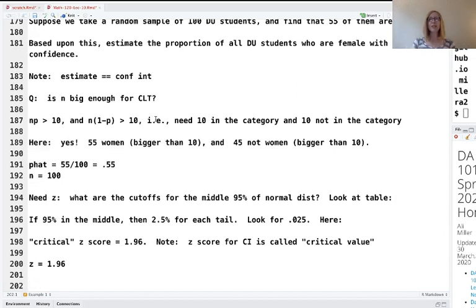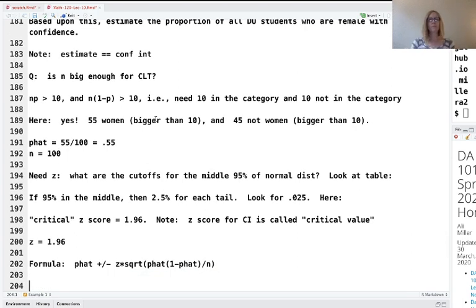Let's plug everything into the formula. The formula for this stuff, you can scroll up above to see it in our notes. I'm just going to type it out here. p hat plus or minus z times the square root of p hat times 1 minus p hat, all over n. There's the formula. Every single time you're going to do a confidence interval for p, and you're going to do it a bunch, that's what you do every single time.